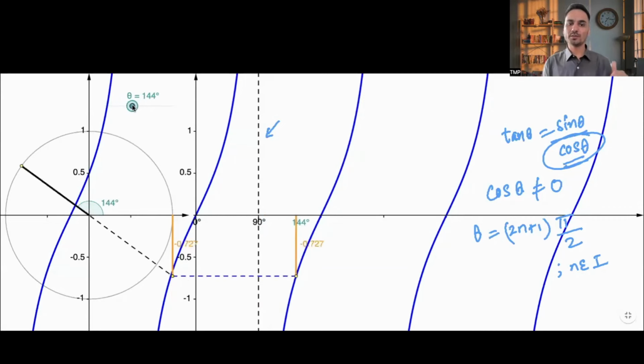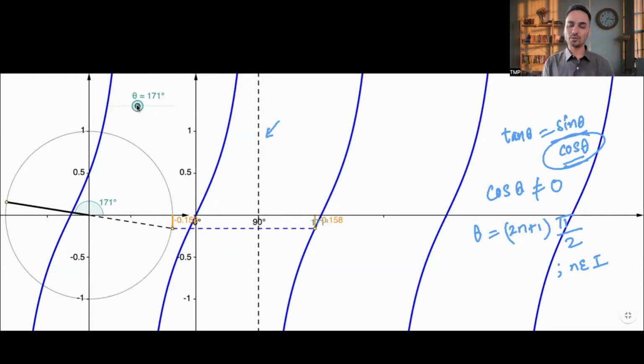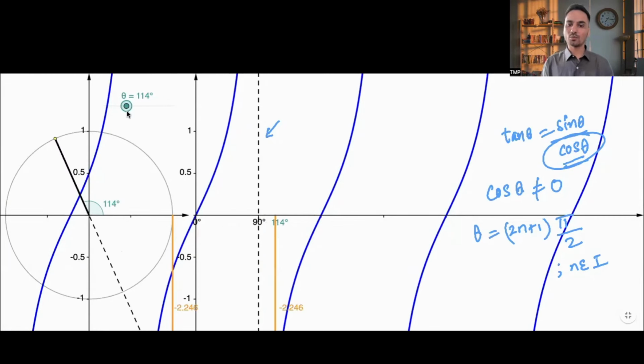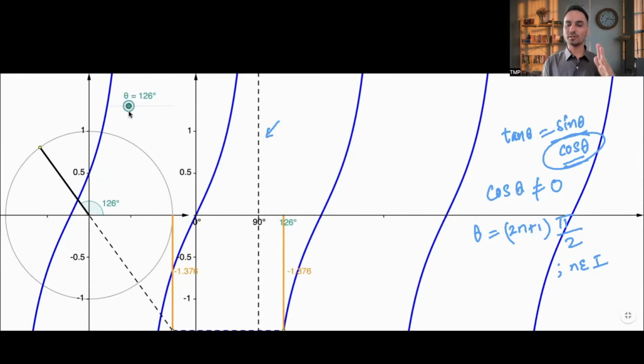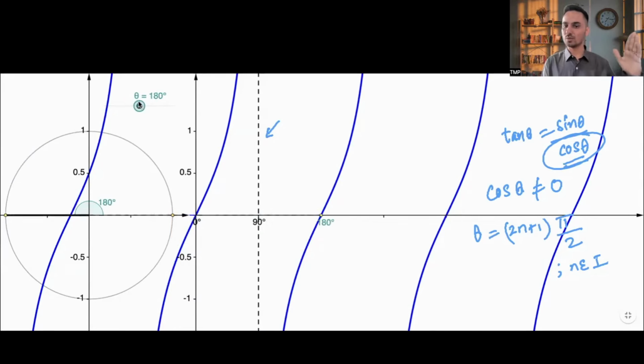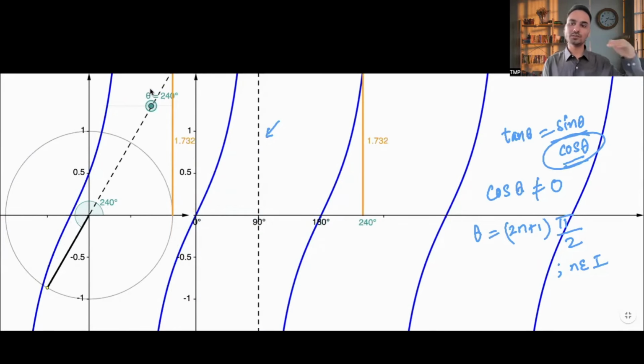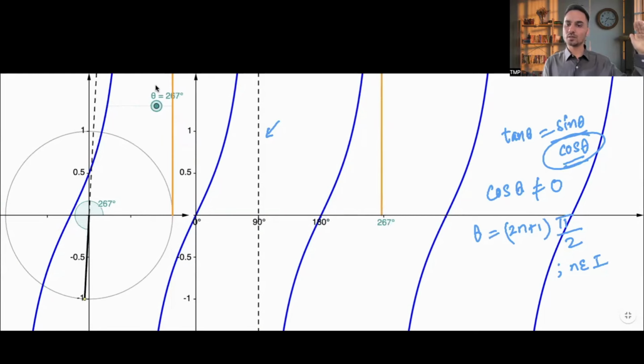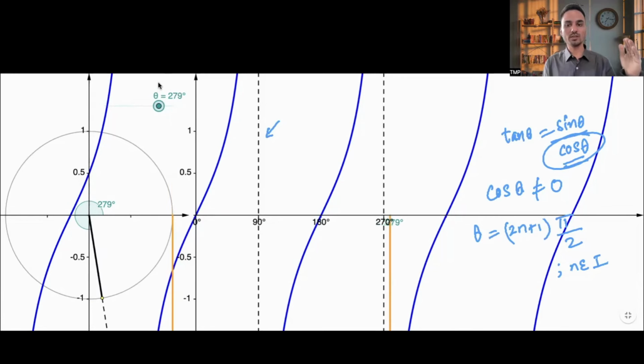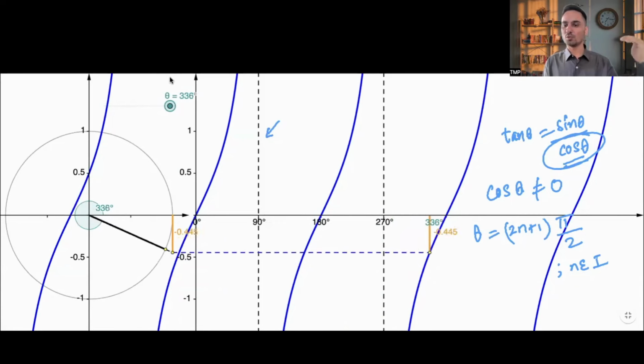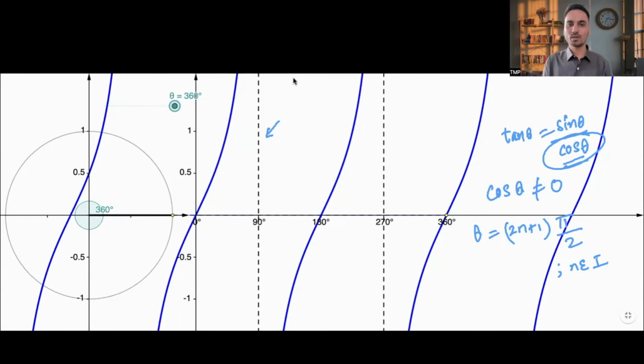And if you move further, you'll see that now the value is increasing from minus infinity towards 0, and then it moves towards infinity. At 270 degrees, again, the graph will not touch theta equals 270. So that's another asymptote. And then you move further to 360 degrees, the value becomes 0.